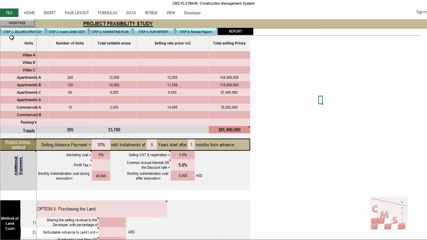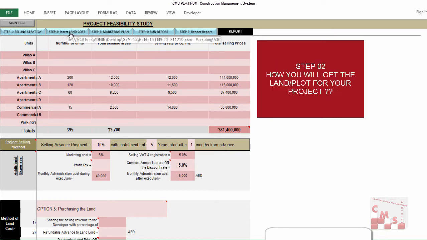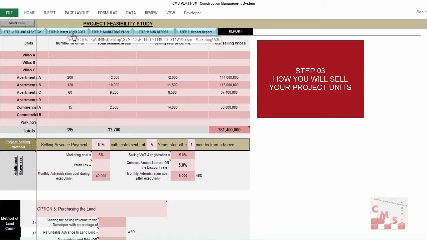Click the feasibility study and follow the required steps. Step 1 is to insert the selling strategy, how we will sell our project. Step 2 is to insert the land cost, because of course the project has a land price plus other expenses during the execution. Step 3 is the marketing plan. What is the plan for selling the project? Step 4 is to run the report. Step 5 is to render the report. At the end you will have our report of the feasibility study.